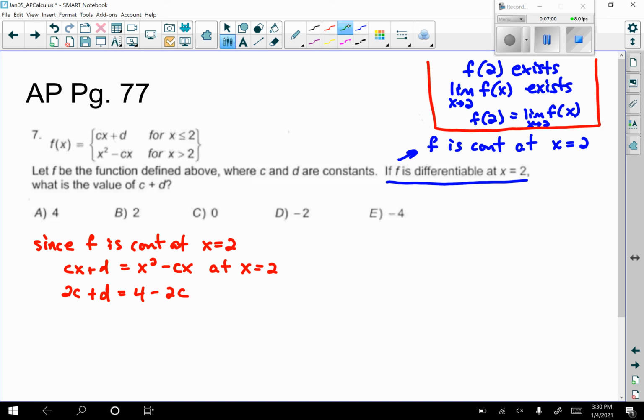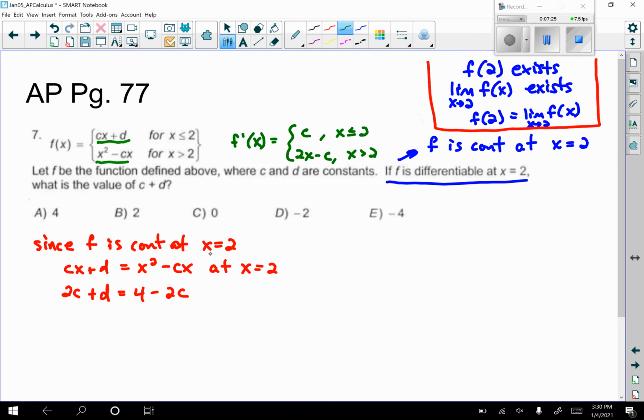And I'm also going to write out a formula for the derivative, just like what we were looking at for the quick review number 12b. We would say f prime of x is going to equal, since c and d are constants, the derivative of cx plus d is just c for x less than or equal to 2. And then the derivative of x squared minus cx becomes 2x minus c for x greater than 2.